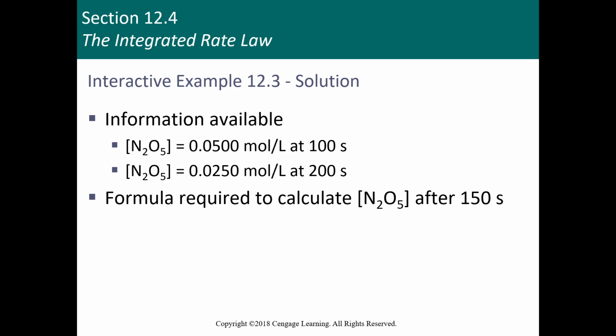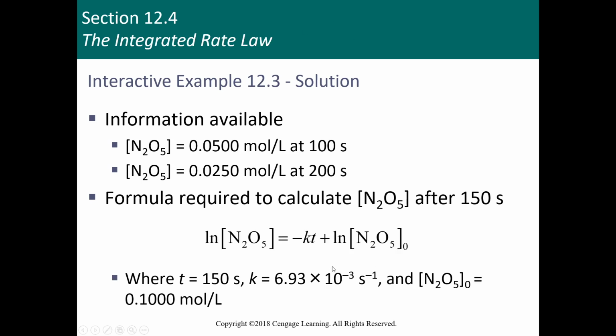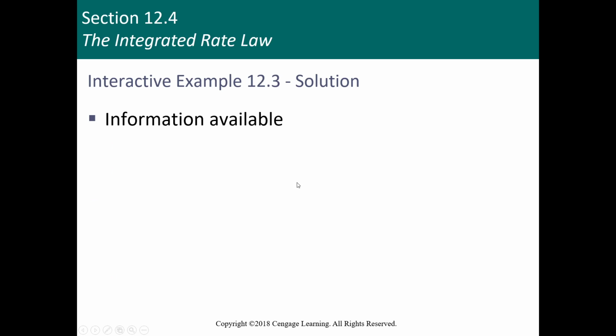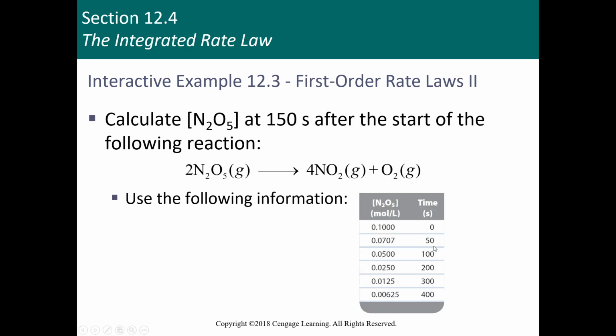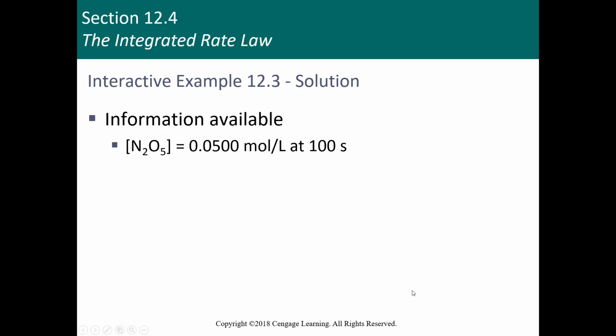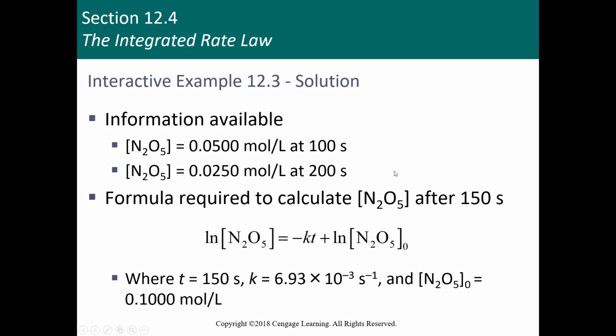So the formula required to calculate after 150 seconds would be this right here, because this is first order. That's because it has halved in these 100-second time periods. If you look here, you'll see that it's halving repeatedly every 100 seconds. So 100 seconds later, halved. 100 seconds after that, that halved again. 100 seconds after that, this halved again, and so on. Okay, so this is first order.